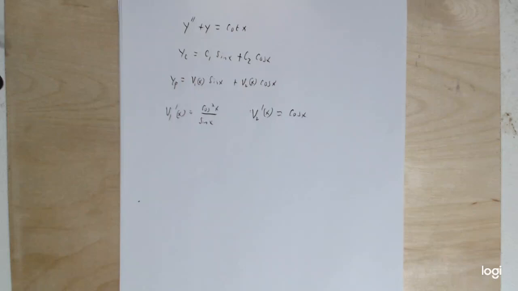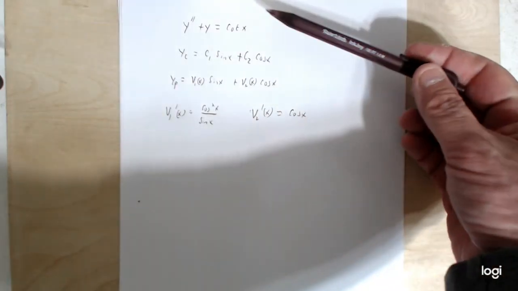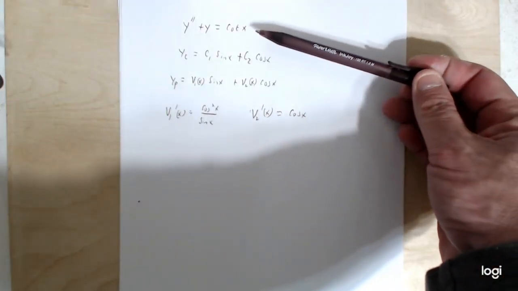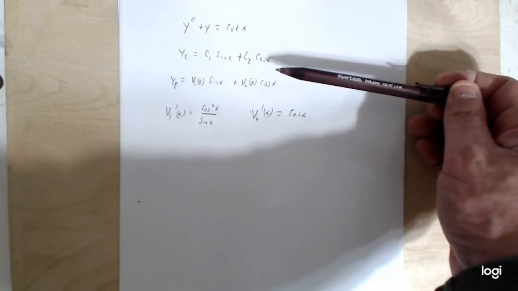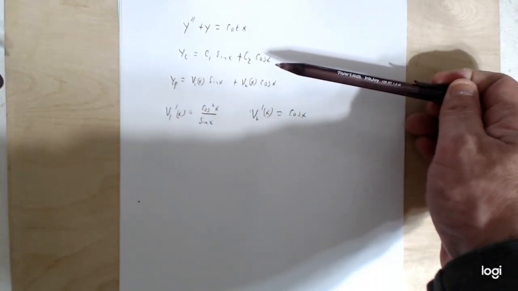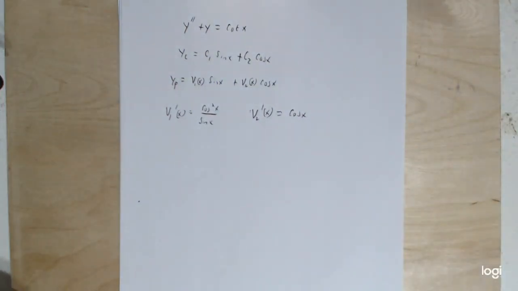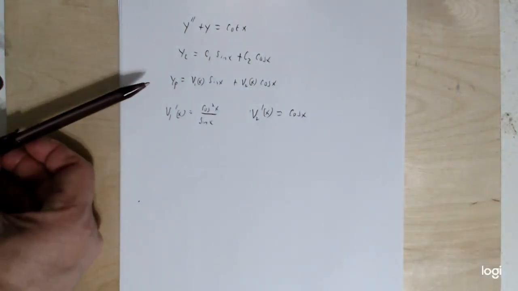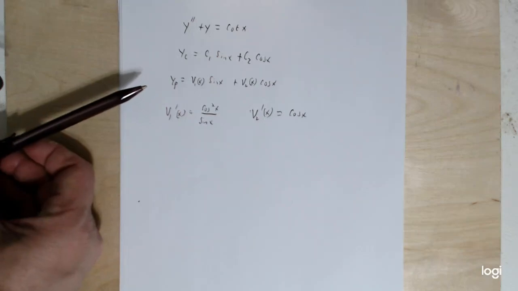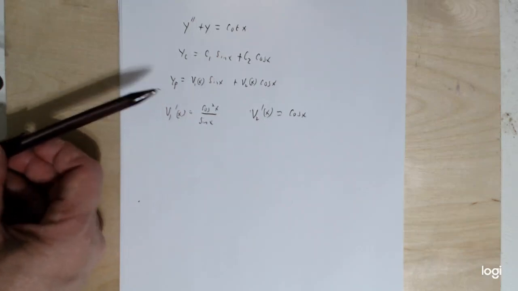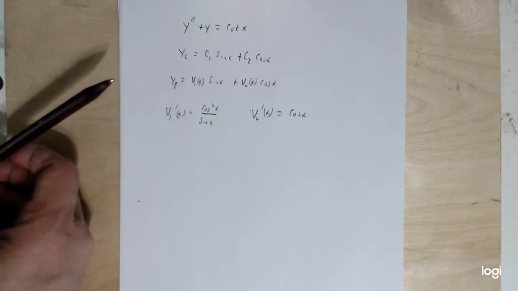Welcome to the second half of section 4.4. Just to recap where we were, we started with y double prime plus y equals cotangent of x. We got a complementary solution, y equals c1 sine x plus c2 cosine x. So that works the same pretty much no matter what you're doing. We then look at our particular solution, and we set it in this form. Y sub p is v1 sine of x plus v2 cosine of x.